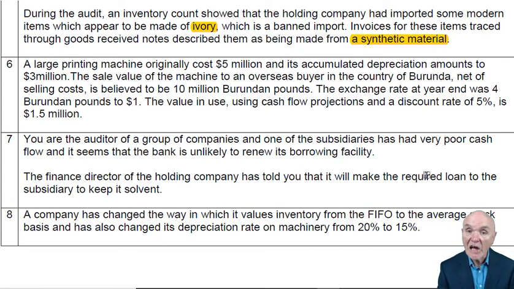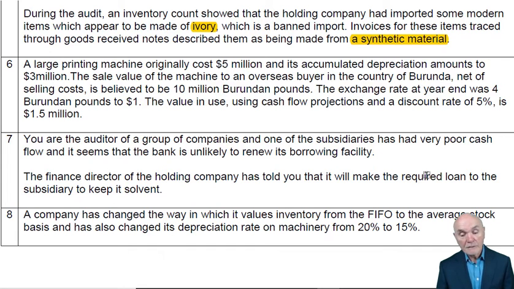Finally, in this group, a company has changed the way in which it values inventory from FIFO to the average stock basis, and has also changed its rate of depreciation on machinery from 20 to 15%. First of all, is it permissible to change inventory from FIFO to average stock? Are they permissible under the accounting standard? Are they permissible ways of valuing inventory? And yes, they are. If it had valued at LIFO, then we're in problems.